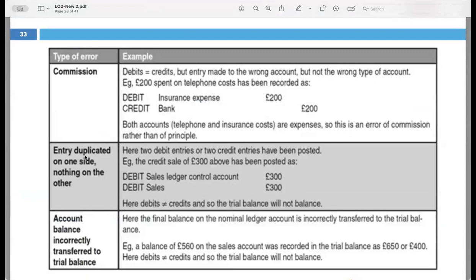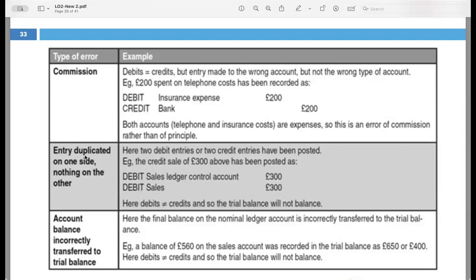Next is transcription error: when the balance from a ledger account is incorrectly transferred to the trial balance. It results in discrepancies that need rectification.